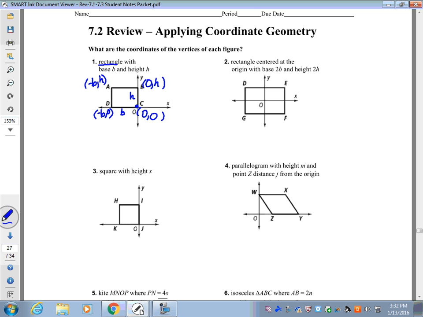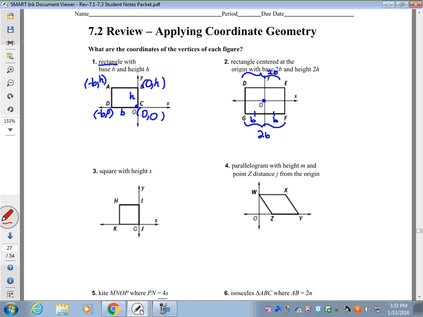We have a rectangle again, but now it's at the center. It says it's centered at the origin with the base at the bottom. So the base is from G to F. That whole thing is 2B. So what else could you conclude? If I know from G to F is 2B, the top is also 2B. Yep, that's right. And because this is at the origin, what's happening between each part? It's being bisected. So if the whole thing is 2B, then each part would be just B. Does that make sense?